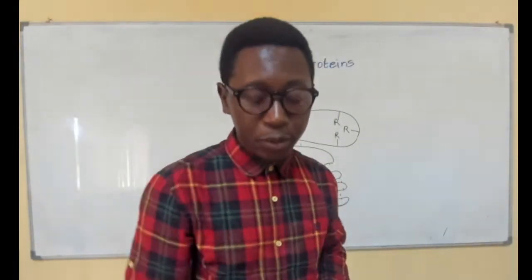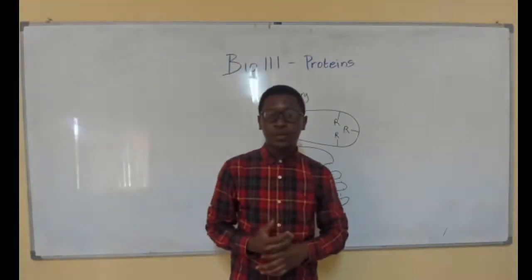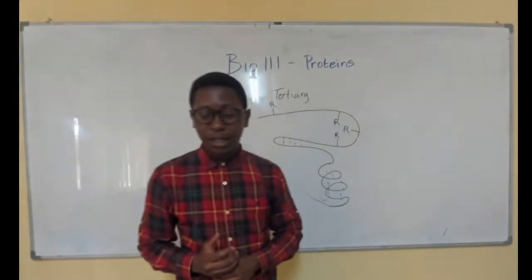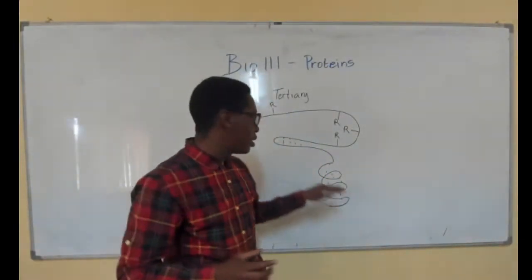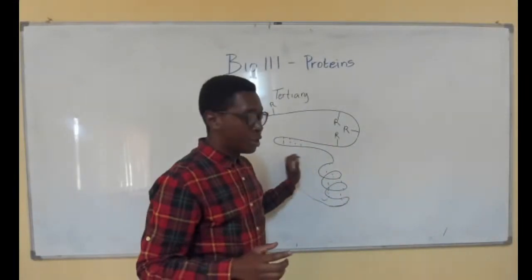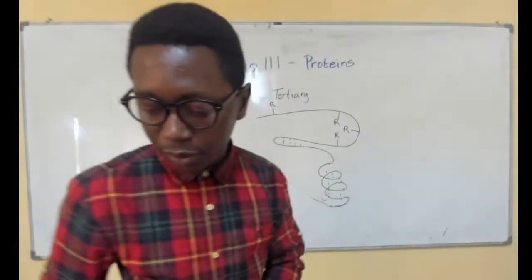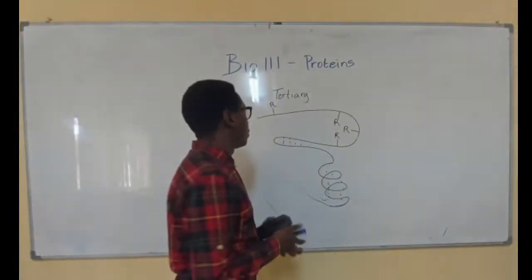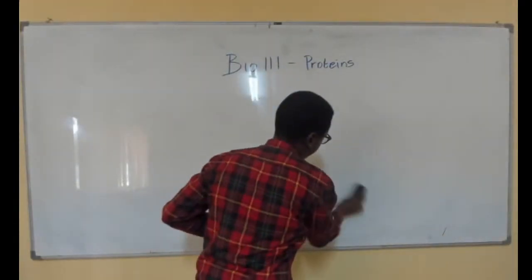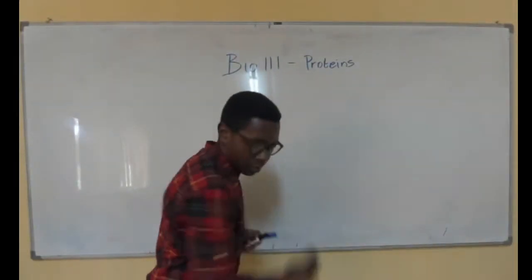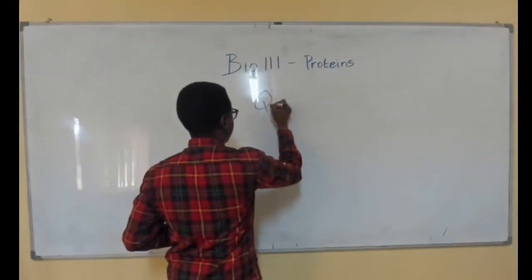Now we also have the quaternary structure. In quaternary structure, we see a combination of different polypeptide chains. Remember, in tertiary, we have just one polypeptide chain, but in quaternary, we'll have two or more polypeptide chains.